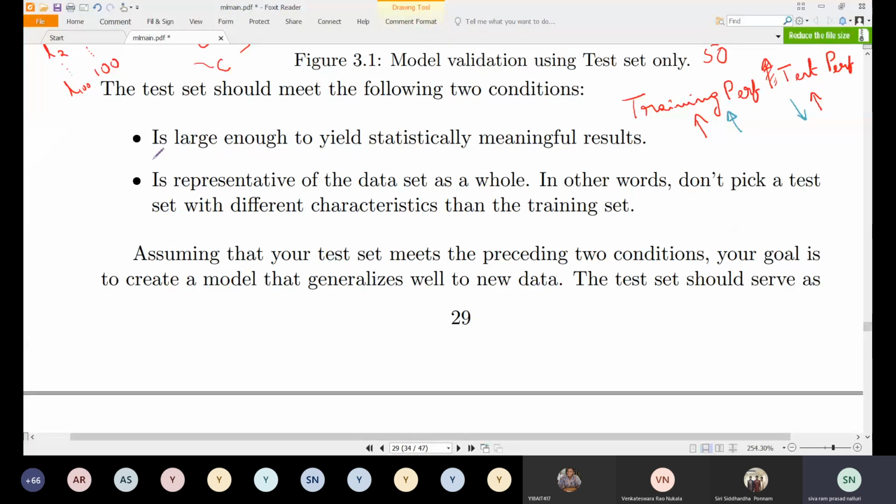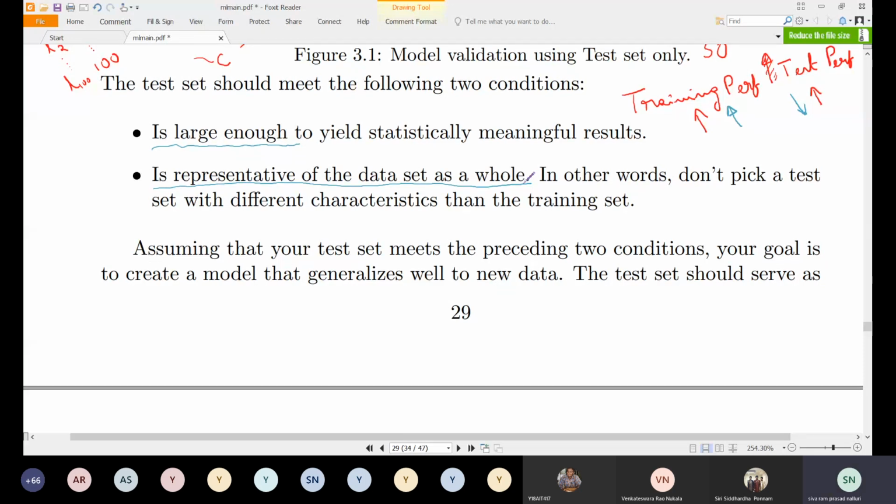The test set is large enough to yield statistically meaningful results. Okay. Another one is that it is representative of the data set as a whole. What do you mean by this? Is representative of the data set as a whole.